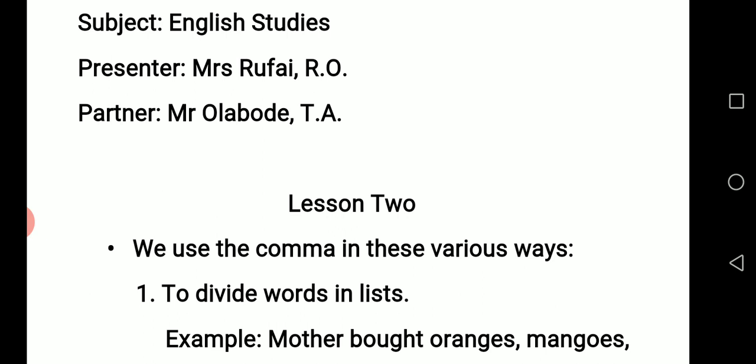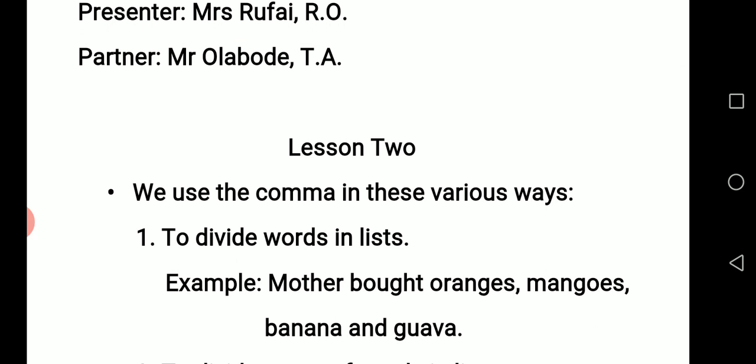For example, mother bought oranges, mangoes, banana, and guava. Mother bought oranges, comma, mangoes, comma, banana, and guava. Remember, we learned that the last word before and, there won't be any comma inserted after it. So the comma has been used to separate the list of words in this sentence.